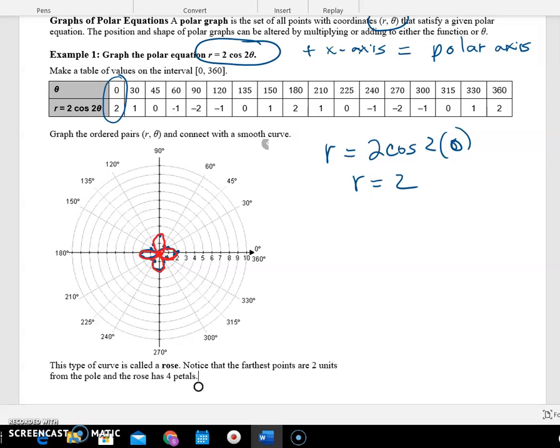So what we have is this flower, basically. You can see the middle of it. This type of curve is called a rose. Notice the farthest points are 2 units from the pole and the rose has 4 petals. The farthest point is like its maximum value.